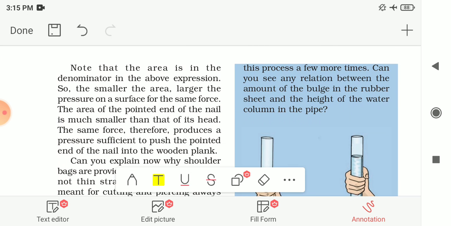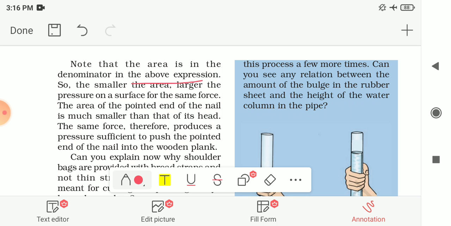Now note that the area in the denominator, as we had discussed in the above expression of pressure, is in the denominator. So smaller the area, larger the pressure on the surface for the same force. If the force applied is the same but the area is smaller, then the pressure is larger, and the area of the pointed end of the nail is so much smaller than that of its head.